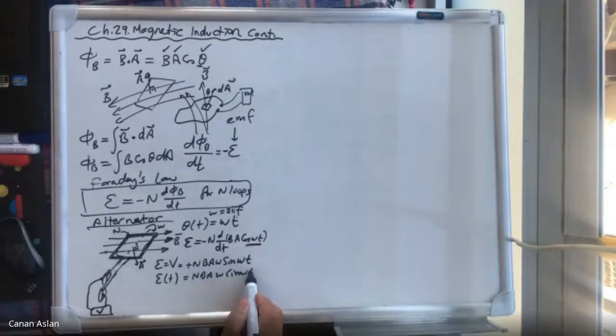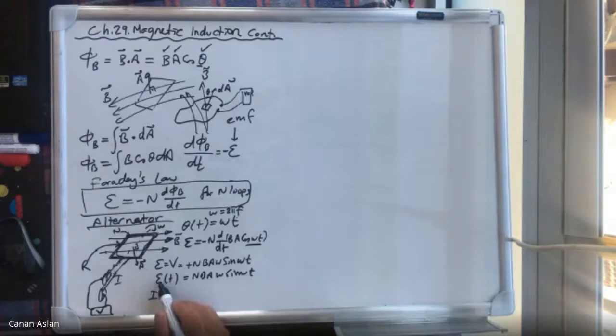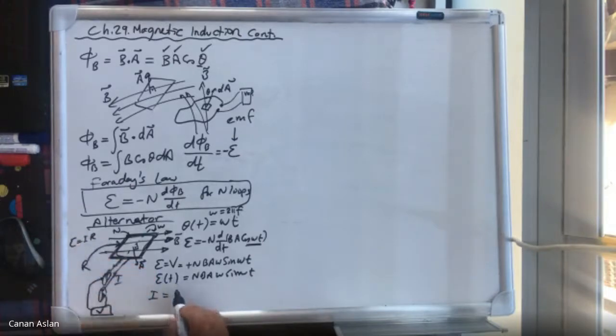So if the total resistance of this wire with n loops is R, then basically the current which goes from this side and comes back to the other side can easily be found by just dividing this by the resistance, because V equals epsilon equals IR, so the current is epsilon over R. So if you divide this by R, you get NBA divided by R, omega times sine omega t. As you see, the current will also be a function of time.